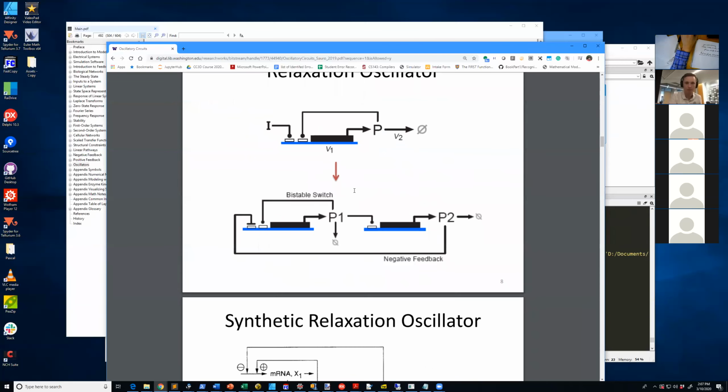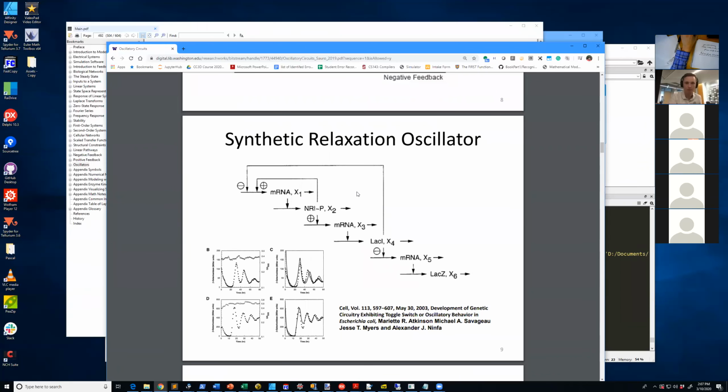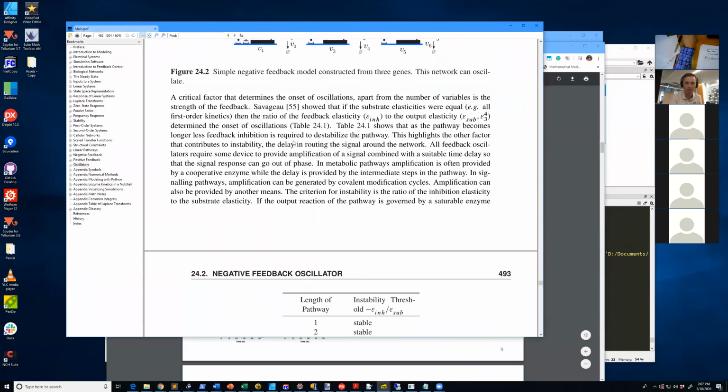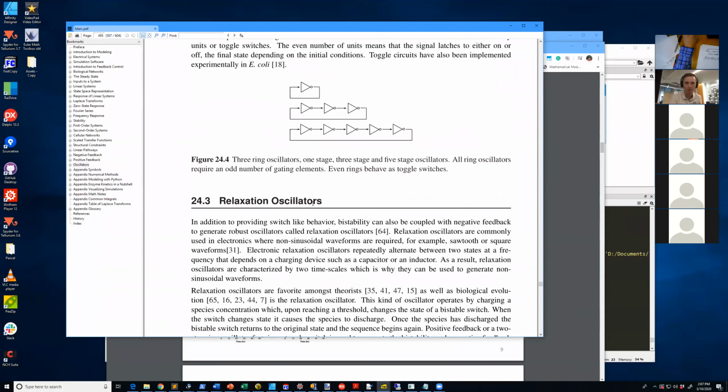I don't think there's anything else other than to say people have built relaxation oscillators using synthetic biology, but I'm not going to go any further on that one. I think that's it.